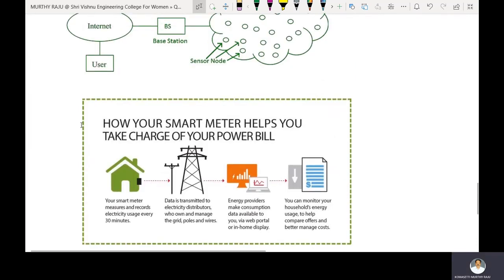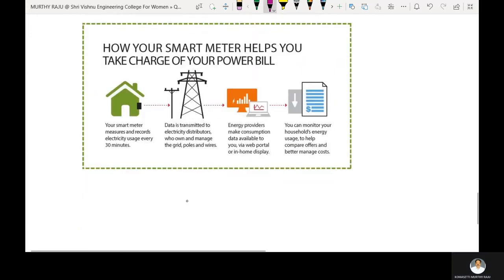The last motivation of IoT is this. In olden days, we used traditional energy meters. These traditional energy meters are man-dependent meters. These are electromechanical meters, and some digital meters are also available. Traditional energy meters or digital meters plus IoT are converted into a smart energy meter.